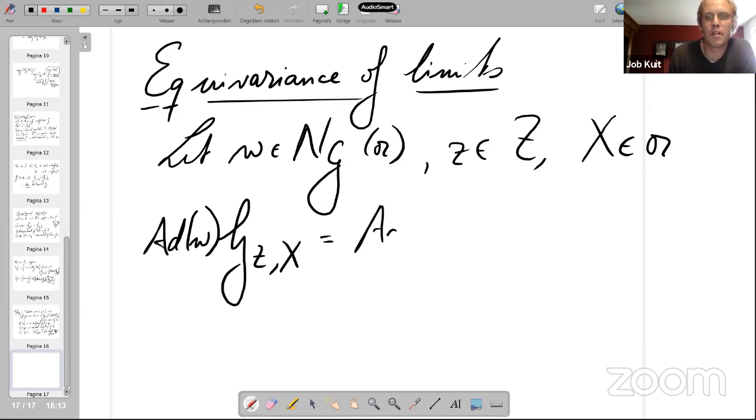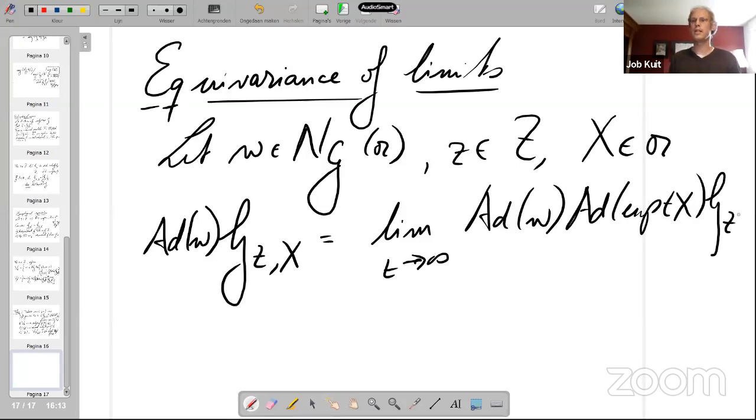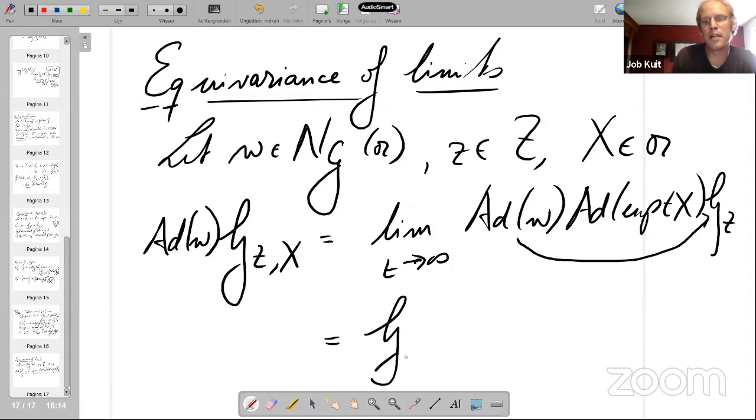Well, what is this? This is the W conjugate of a limit. I can put the limit through the conjugate, so I get the limit for t to infinity of the W conjugate of Ad of tX acting on h_Z, the stabilizer subalgebra. There is no reason why I wouldn't pull this through, so I will. This is going to conjugate my X, and then the W is acting on h_Z, and that's then just the stabilizer subalgebra of the shifted point. So what I get here is a limit of the stabilizer subalgebra of WZ in the direction of WX.